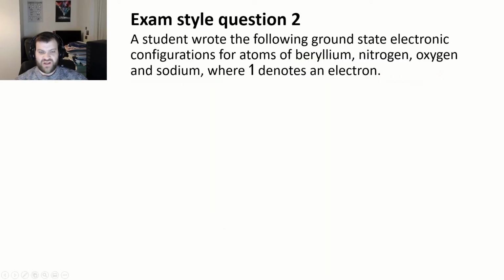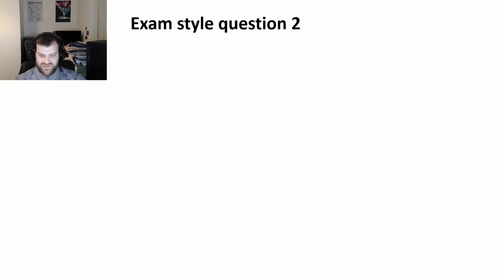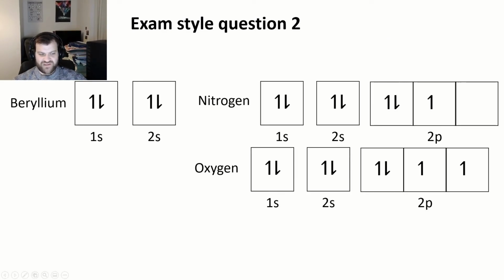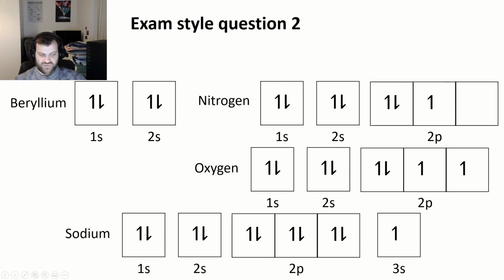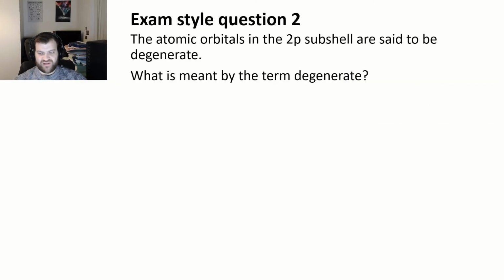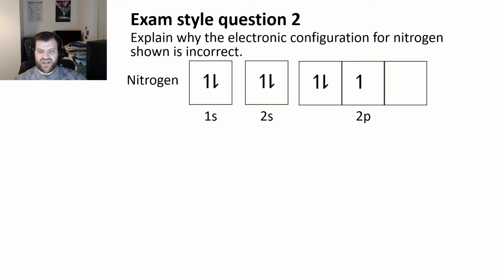Another type of question, we can be given some information about particular atoms. In this question, we are given the ground state electron configurations for different elements. We've got our beryllium, nitrogen, oxygen, and our sodium. In the first question, we have to give the definition of the term degenerate, and degenerate means that the orbitals have equal energy. In the next part of the question, they're asking you to look at a particular electron arrangement and decide why this is incorrect.